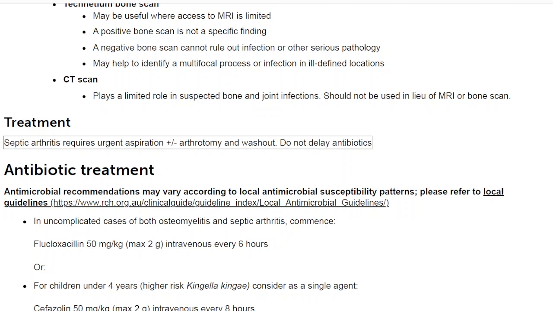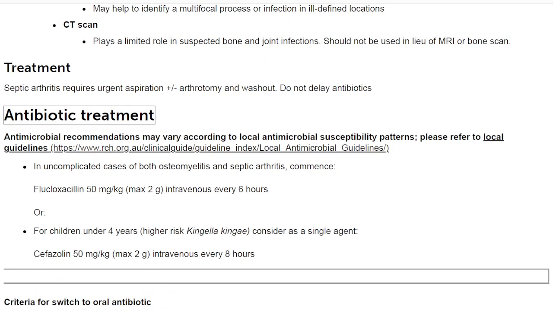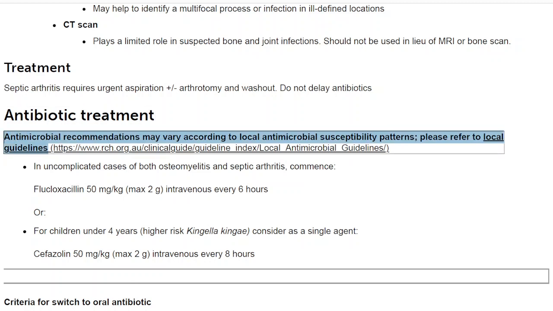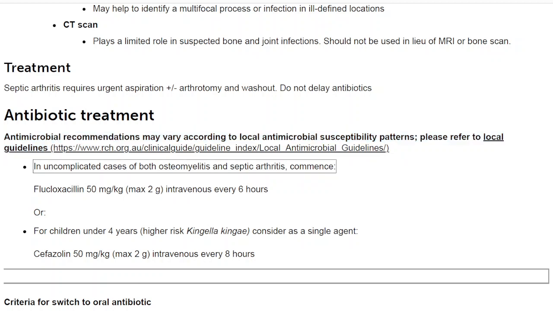Treatment. Septic arthritis requires urgent aspiration/arthrotomy and washout. Do not delay antibiotics. Antibiotic treatment. In uncomplicated cases of both osteomyelitis and septic arthritis, commence flucloxacillin 50 mg per kilogram, max 2g, intravenous every 6 hours.